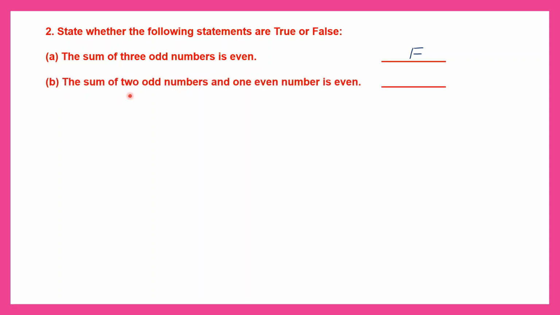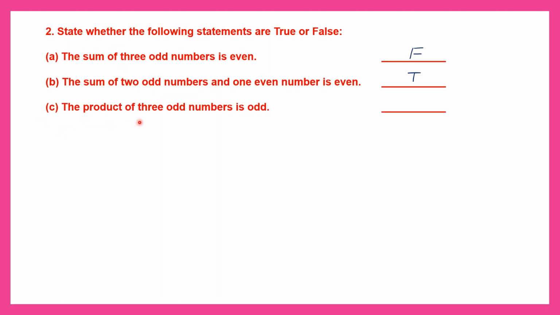Question B. The sum of two odd numbers and one even number is even. So let's take an example again. Two odd numbers. Let's take 3 plus 5. These are two odd numbers. Let's take one even number, 2. Let's add it up. 3 plus 5 is 8. 8 plus 2 is 10. So this statement that says the sum of two odd numbers and one even number is even, this statement is true.